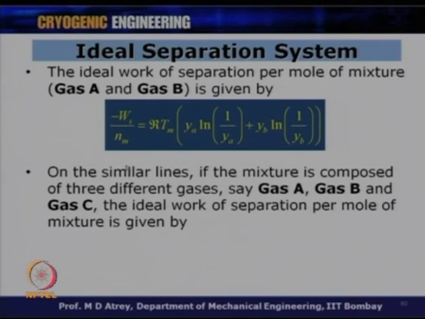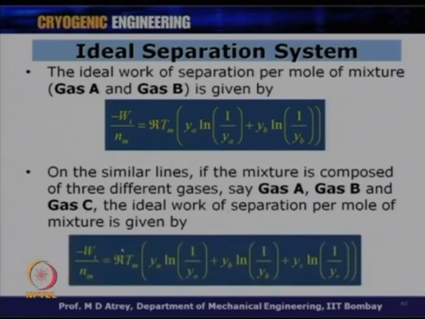I can extend this to A, B, C or A, B, C, D. We can have different components in a mixture, and similarly I can show an expression for A, B and C mixtures. On similar lines, if the mixture is composed of 3 different gases, gas A, gas B and gas C, the ideal work of separation per mole of mixture is given by Wi by Nm equals RTm [Ya log 1 by Ya plus Yb log 1 by Yb plus Yc log 1 by Yc]. If you have a D, we will get Yd log 1 by Yd. What are Ya, Yb and Yc? They are the molar fractions of gas A, gas B and gas C in the mixture.